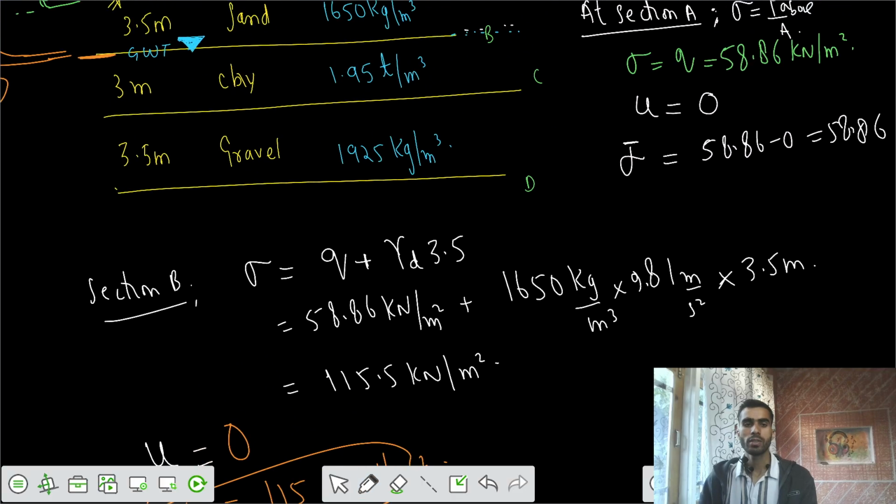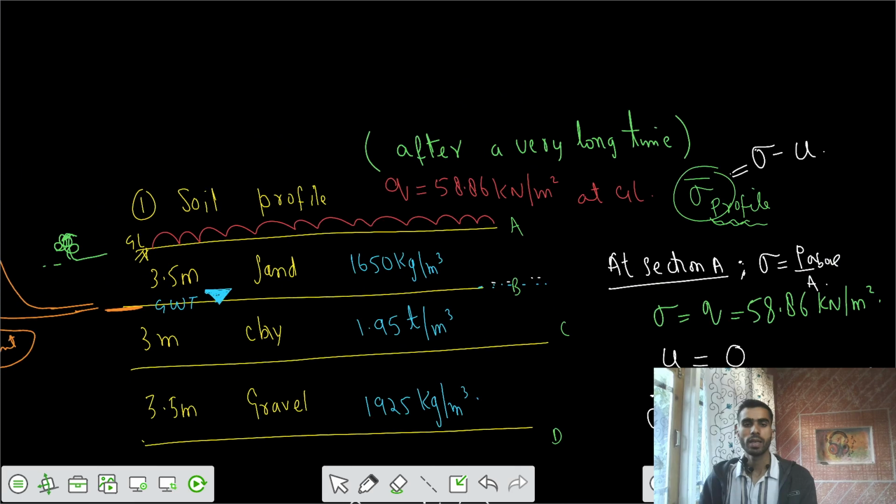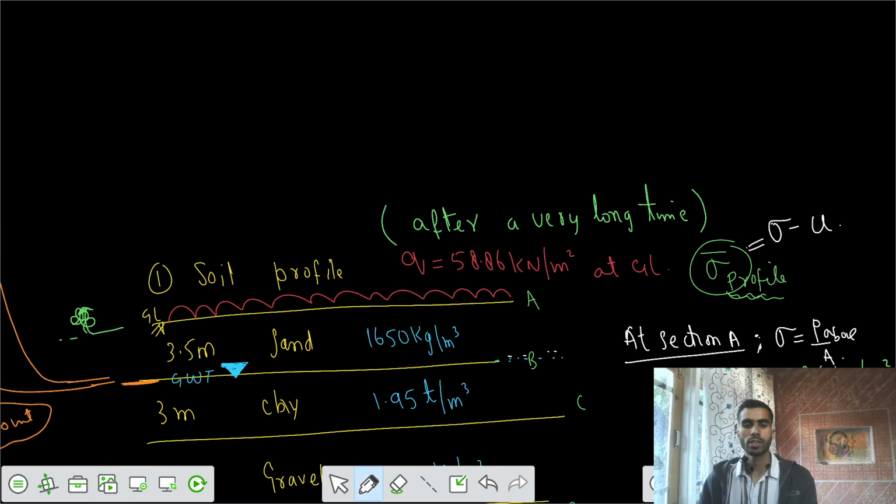Let's go for section C. So at section C, what is the total stress? Total stress would be the total weight above it divided by the area of the cross section. So that's because of Q, because of gamma dry into 3.5.